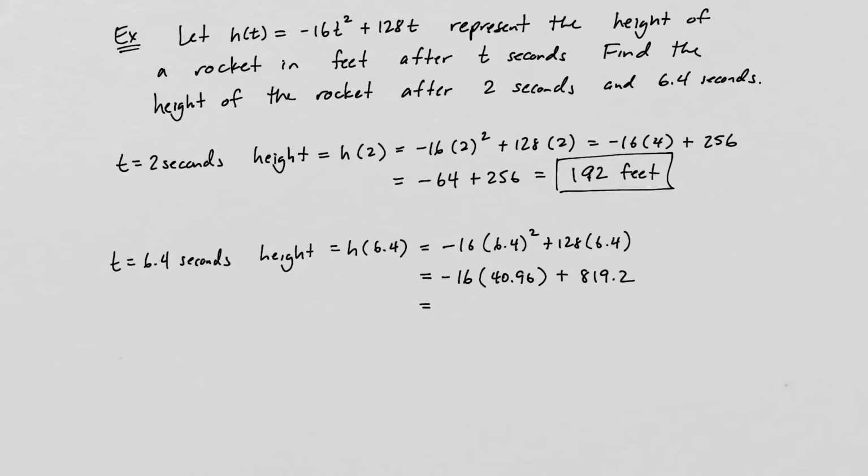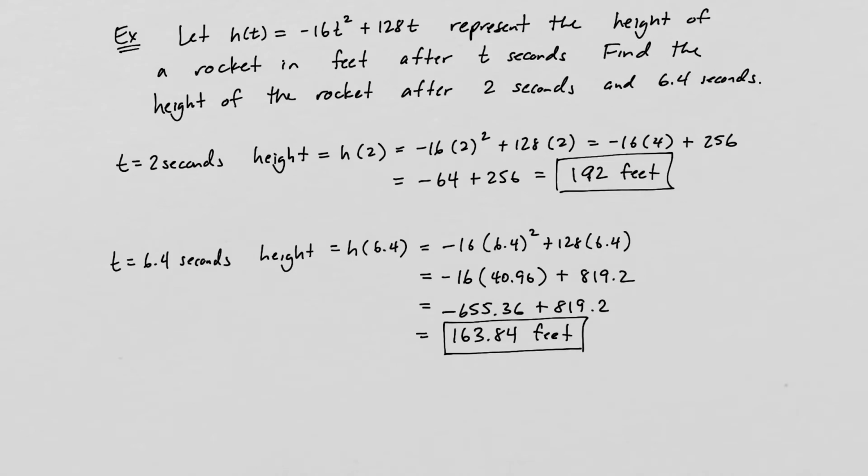Next, we'll multiply negative 16 times 40.96. And when you do those calculations, you get negative 655.36 plus 819.2. And if we add 819.2, we get 163.84 feet. So, after 6.4 seconds, the height is actually lower than 2 seconds. So, how can that be?